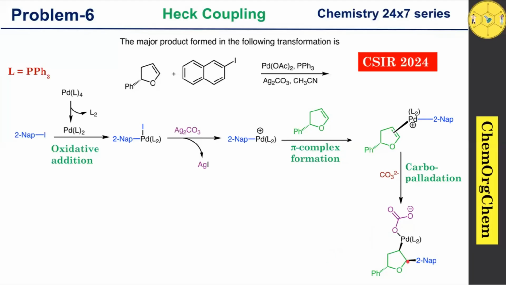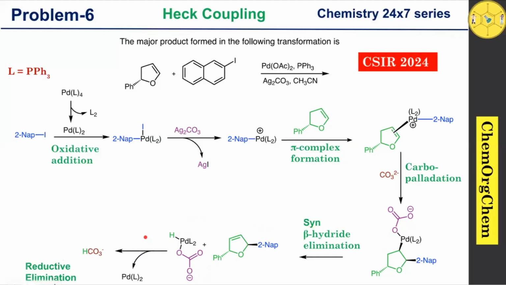Now you can see that this is the beta carbon, and this carbon is also a beta carbon. However, the hydrogen atom on this beta carbon is not perfectly aligned with this palladium center. In the case of this beta carbon, which has two hydrogen atoms, definitely one of the hydrogen atoms should perfectly align with this palladium center, which then undergoes syn beta hydride elimination to produce the corresponding alkene as the final product. At the same time, the corresponding palladium complex is generated, which then undergoes reductive elimination to produce bicarbonate ion with the generation of the palladium zero catalyst.